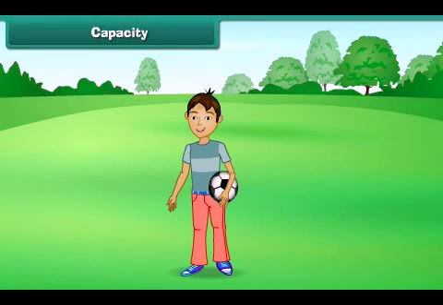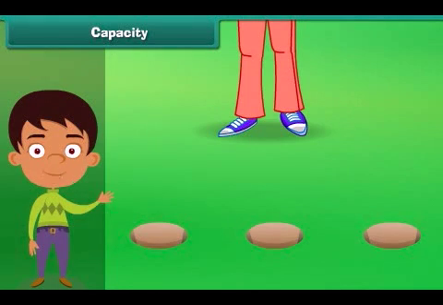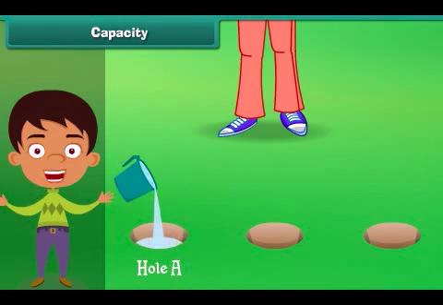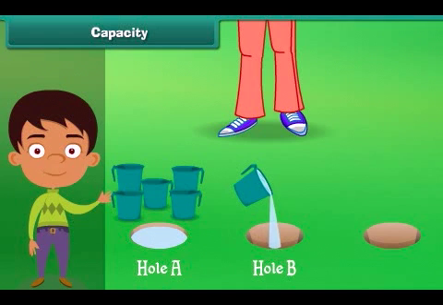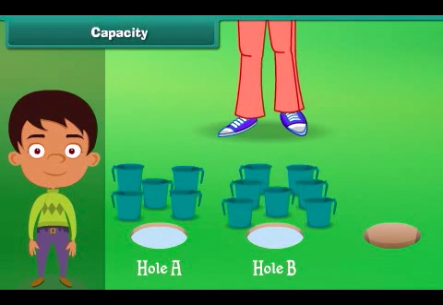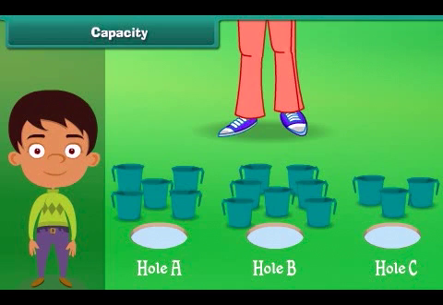Capacity. Rama was playing in the garden. He saw 3 holes in the playground. He decided to fill them with water. Hole A gets filled with 5 mugs of water. Hole B gets filled with 7 mugs of water. And hole C gets filled with 3 mugs of water.